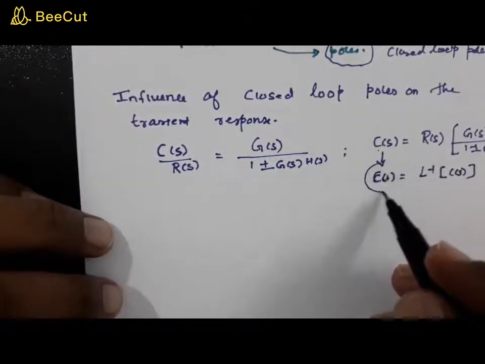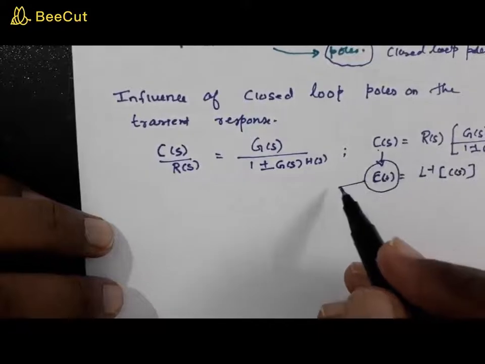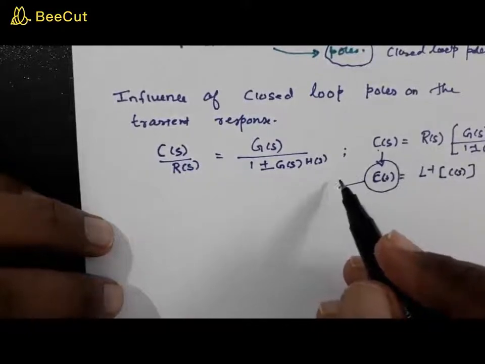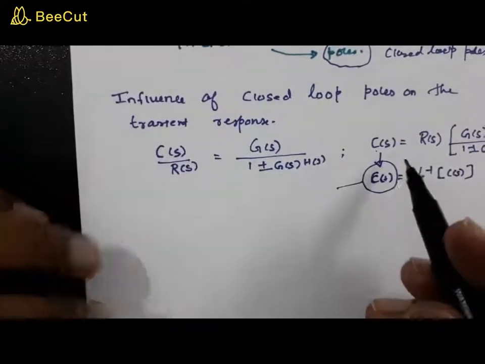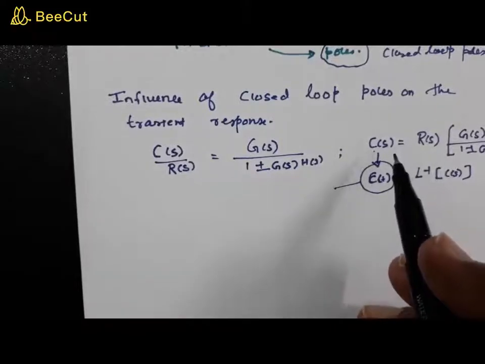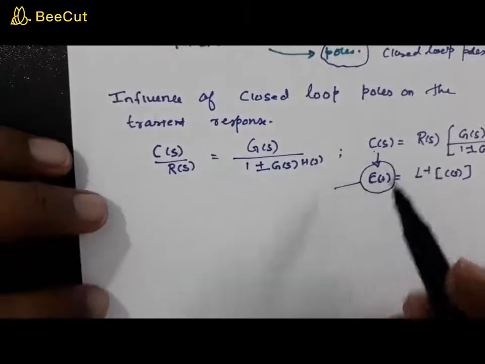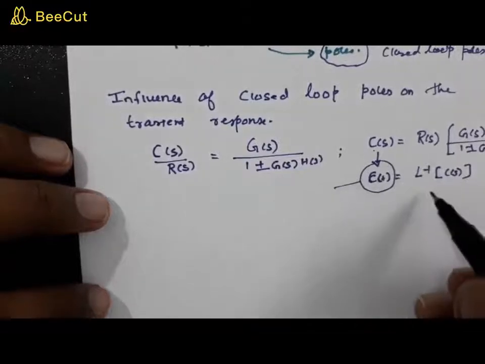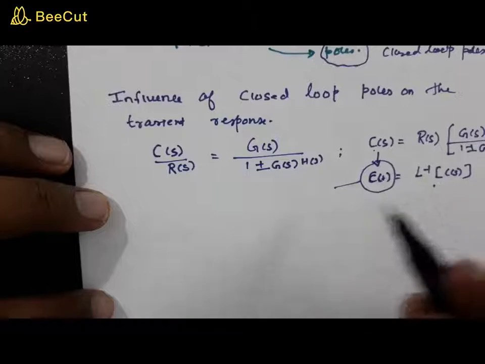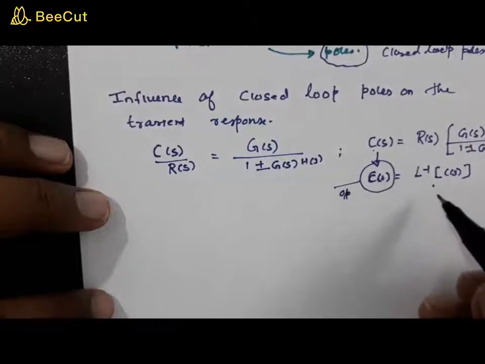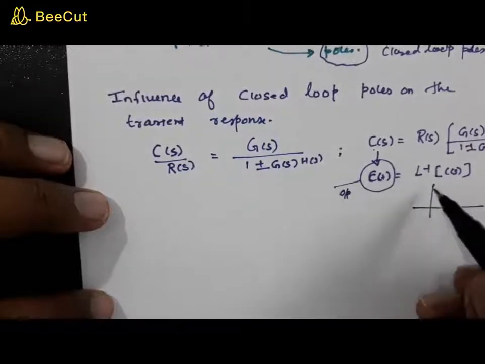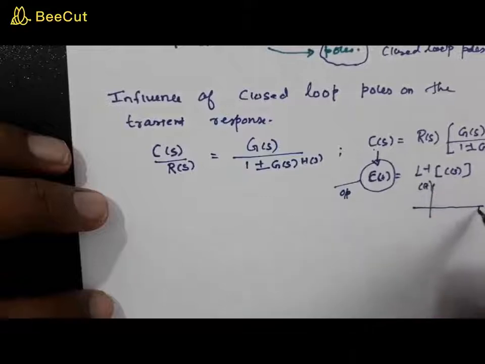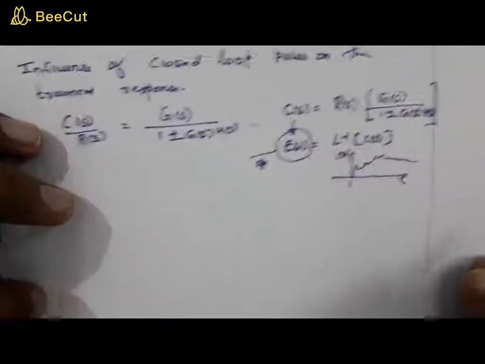This is a time domain response of the system. Once you get C(s), if you take the inverse, you will get C(t), which is called the time response. C(t) is also called the output response. Now, using C(t), you can make a plot of C(t) versus t. So you'll get a graph, something like this.